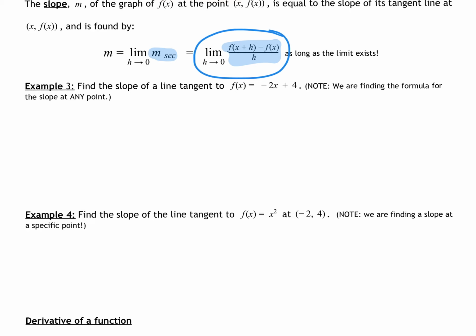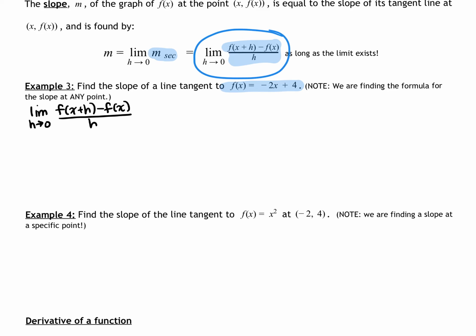We're going to do 2 examples together here. We're going to find the slope of a tangent line to f of x equals negative 2x plus 4. Okay, so how do we find the slope of the tangent line? Well, we use our limit that we talked about last week. The limit as h approaches 0 of f of x plus h minus f of x all over h.